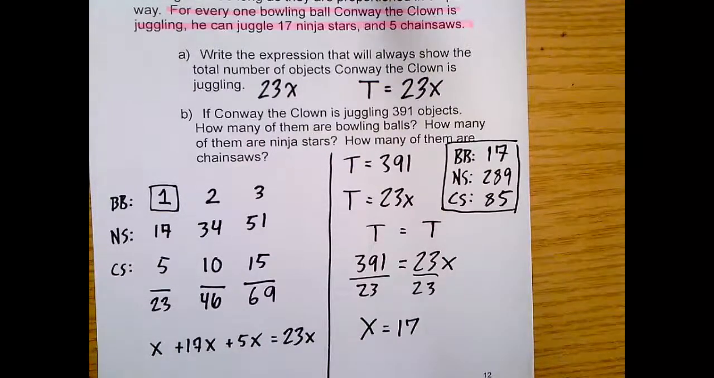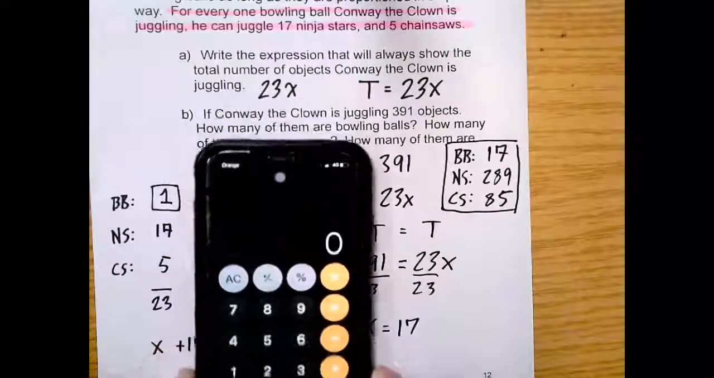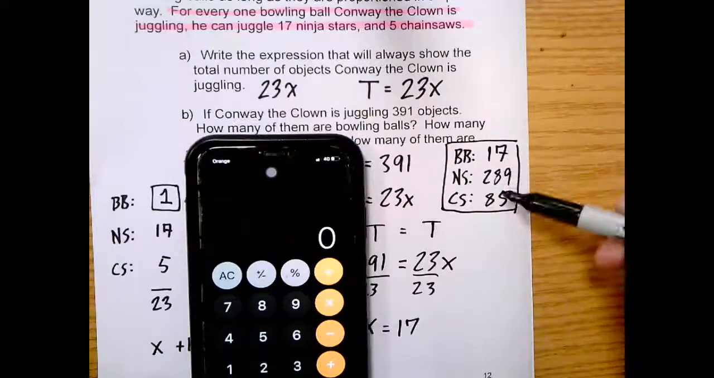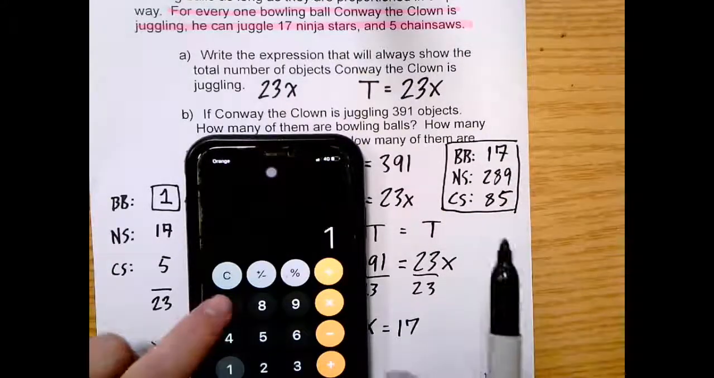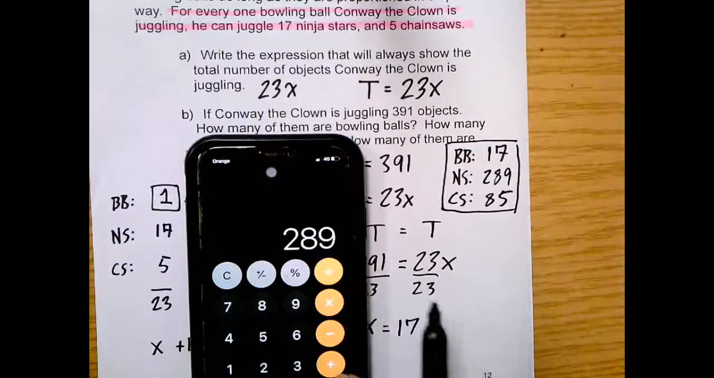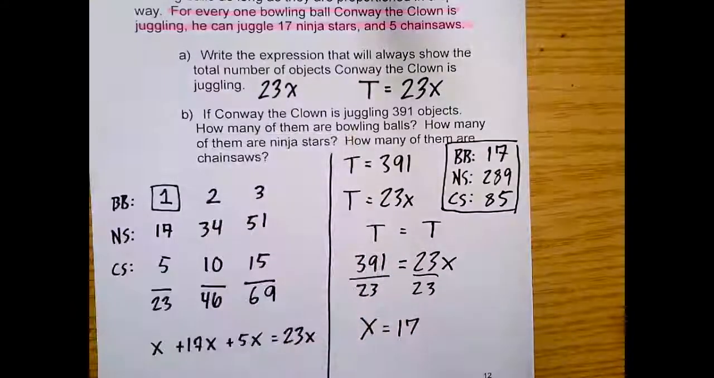And I really encourage you guys to take a second and make sure you're not making a silly mistake. And let's talk about how we can do that. They said, hey, it's 391. Okay, cool. Let's just check and make sure this all adds up to 391. So 17 plus 289 plus 85. Boom, 391. Math checks out. You did good work, and we are done.